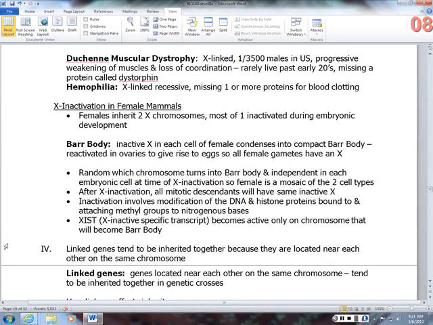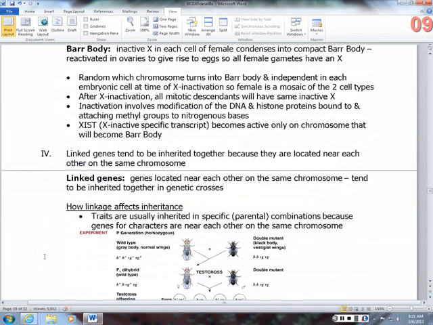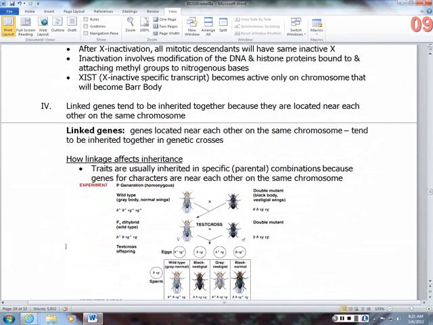It's going to involve modification of the DNA and the histone proteins bound to it. They're going to attach methyl groups to it, to the nitrogenous bases. The X inactive specific transcript is going to become active only on the chromosome that will become the bar body. So that's going to be a set of directions that's going to tell it how to turn that into a bar body.